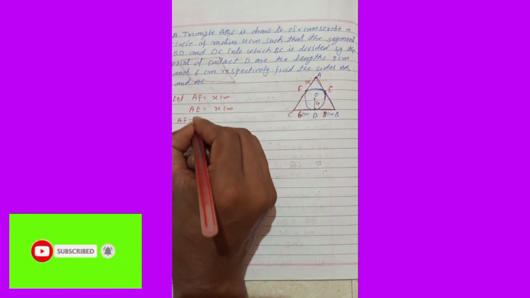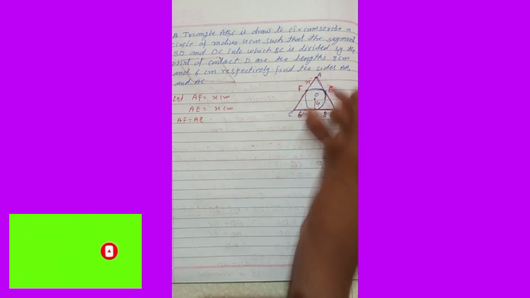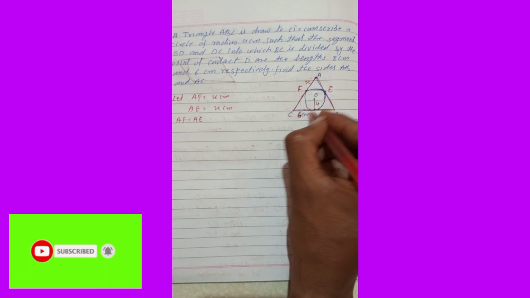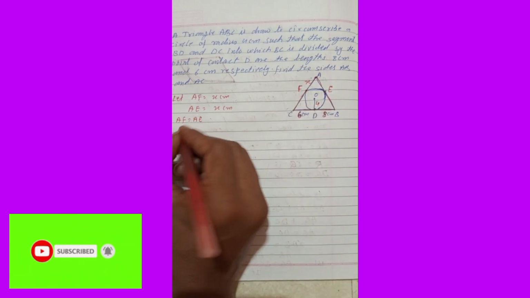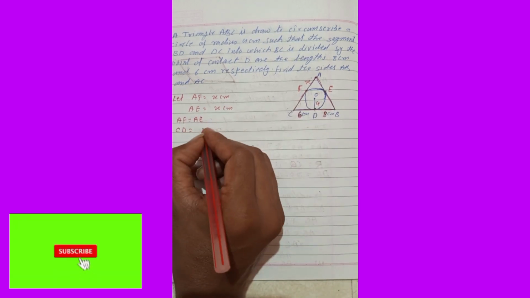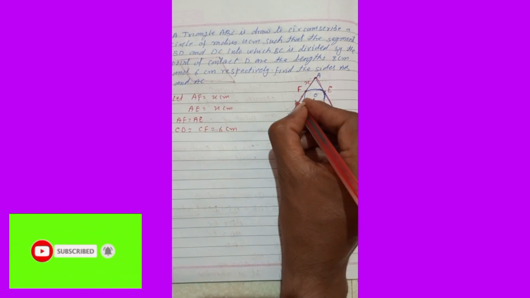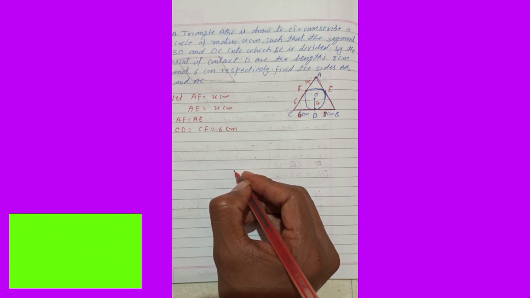AF is equal to AE. Why? Because of tangents from the external point. Same like that, this is 6, so this also will be 6. Means we know CD is equal to CF is equal to 6 centimeter. Why? Because these are also tangents from the external point.